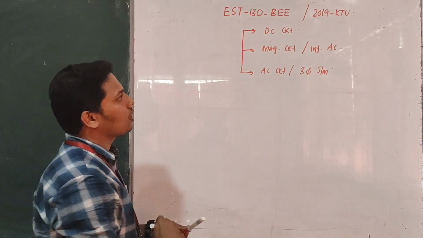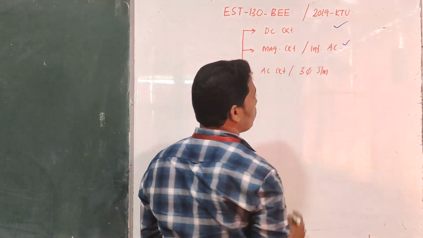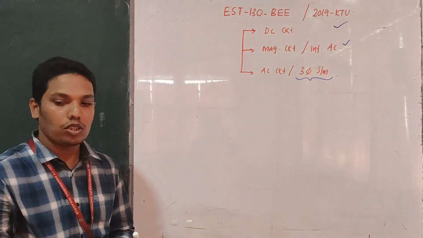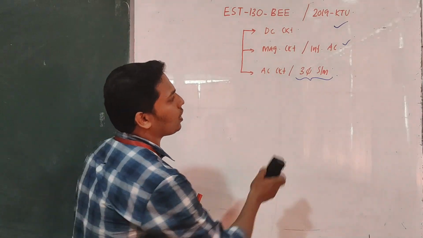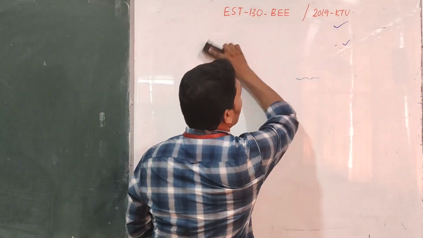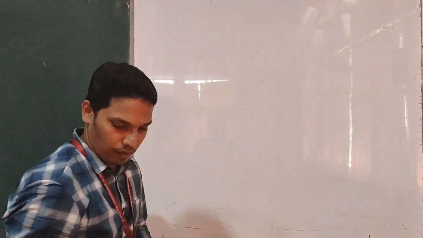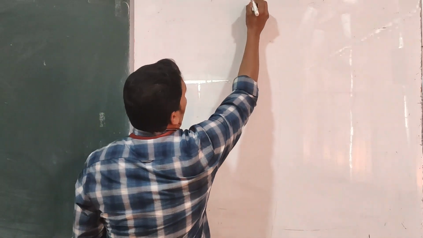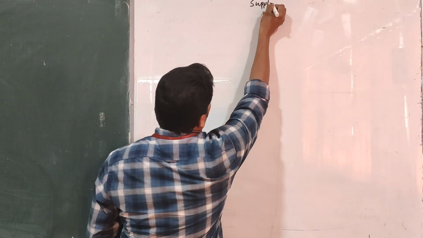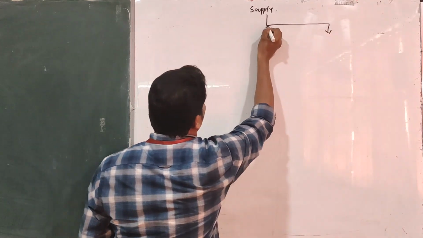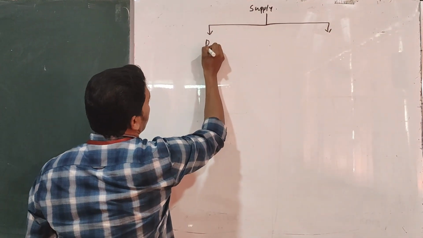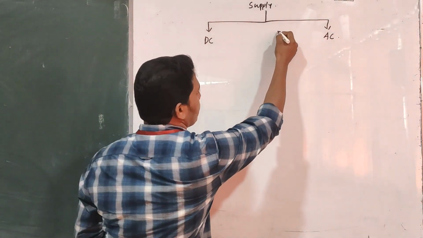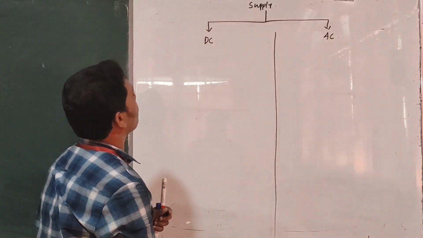So we have already discussed both module 1 and 2, and the remaining portion is only the three-phase systems. So today I am giving a detailed discussion about the three-phase systems. Before discussing the three-phase systems, I am classifying the supply systems. There are two types: one is a DC supply and another is an AC supply. I am comparing these and listing out some points.